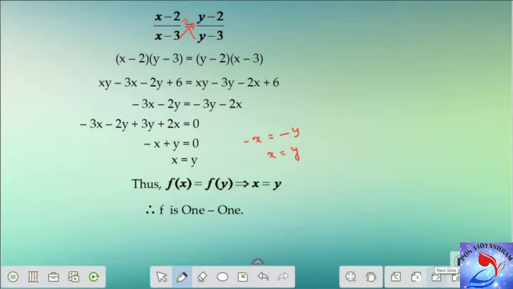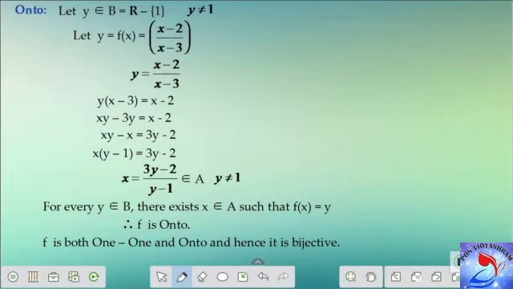Let's check whether f is onto or not. For which, let's take an element from the second set B, that is, let y belong to B, which is nothing but the set of real numbers except the element 1. This means that y can take any element apart from 1. So y is not equal to 1.